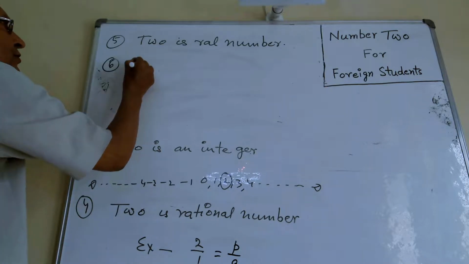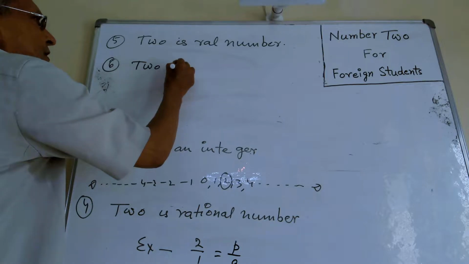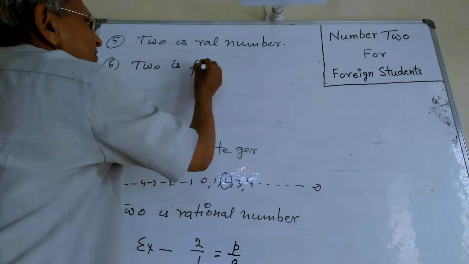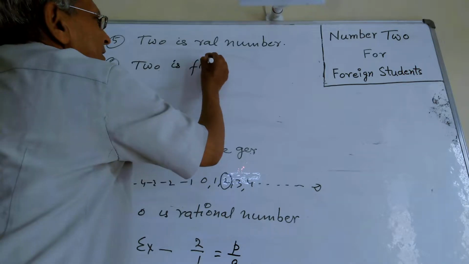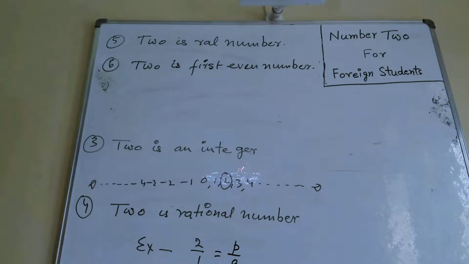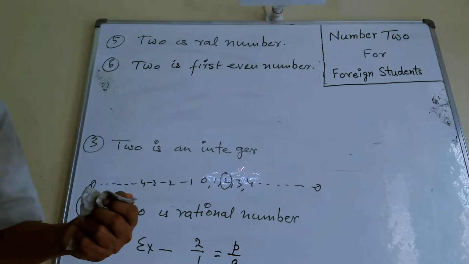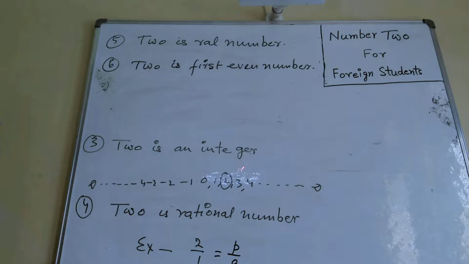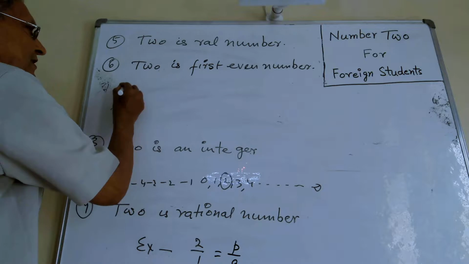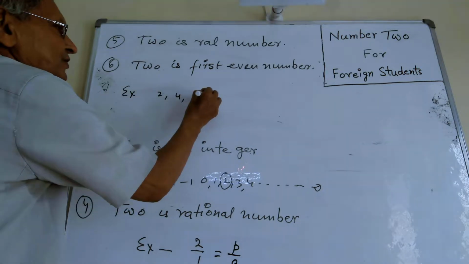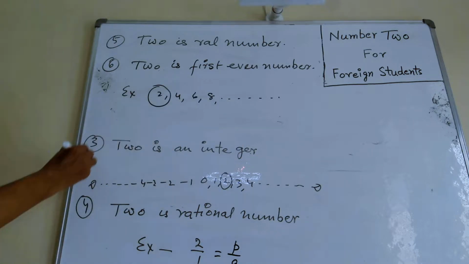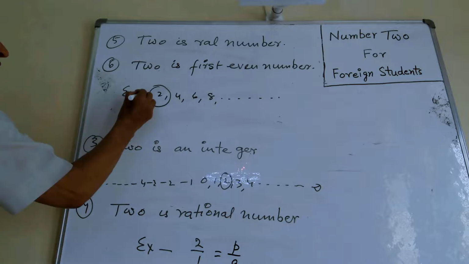Sixth property, 2 is an even number. Or you can say 2 is the first even number. What is the definition of an even number? A number which can be divided by 2 is called an even number. I have defined it previously also. Examples: 2, 4, 6, 8 and so on. These are all even numbers. And 2 is the first even number.